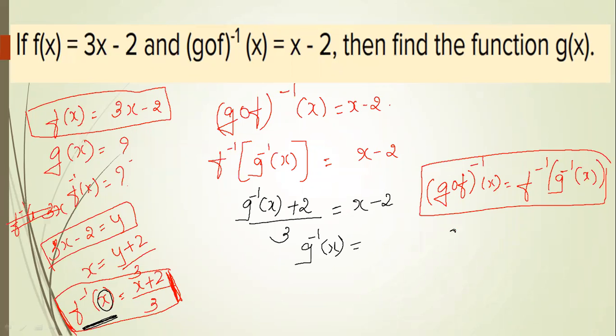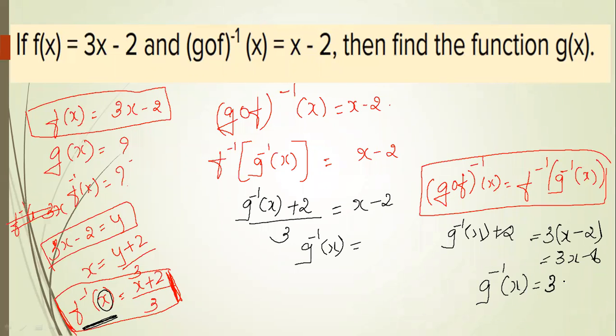Should I do it? So it is g inverse of x plus 2 is equal to, I'll take this 3 to the other side. Here there is division, so going to the other side it becomes multiplication. So it is 3 into x minus 2, which is 3x minus 6. Then take this plus 2 to the other side. So what you'll get, g inverse of x is equal to 3x minus 8. Elvina was almost right, something went wrong. Okay, so g inverse of x is 3x minus 8.